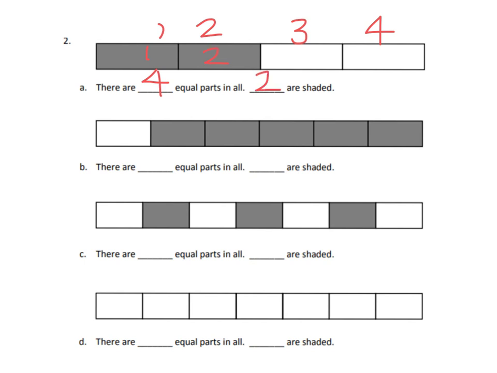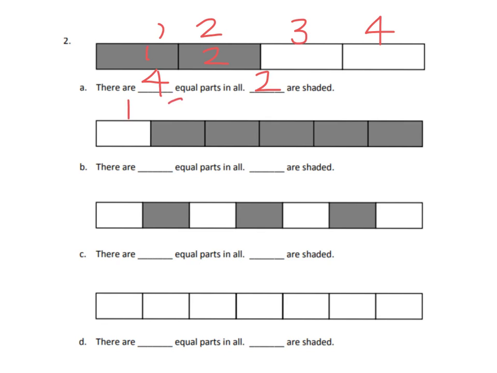Let's look at letter B. There are blank equal parts in all. Blank are shaded. Go ahead and count to see how many equal parts there are. Then count how many are shaded and write that on the line. Pause the video while you work and replay when you are ready or if you get stuck.